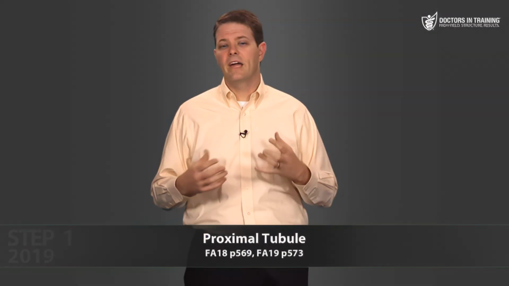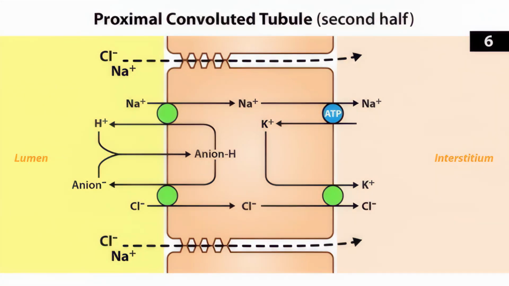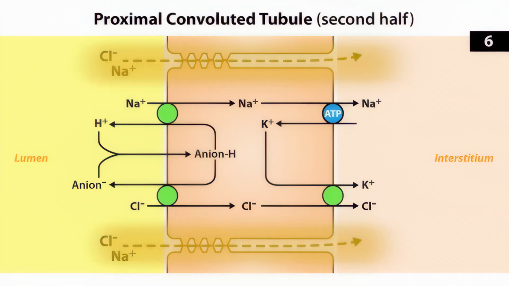Next, let's talk about the second half of the proximal tubule. The second half of the proximal tubule is a little bit different than the first half. In the first half, sodium absorption was associated with bicarb absorption. But in the second half of the proximal tubule, sodium absorption is associated with chloride reabsorption. So you can see sodium being reabsorbed, and you see chloride being reabsorbed.